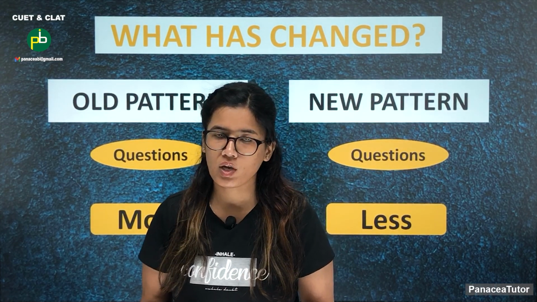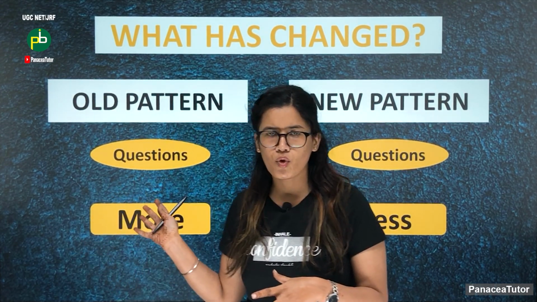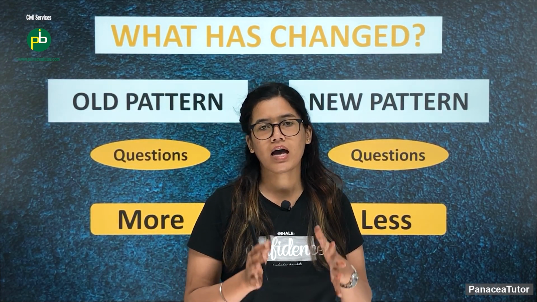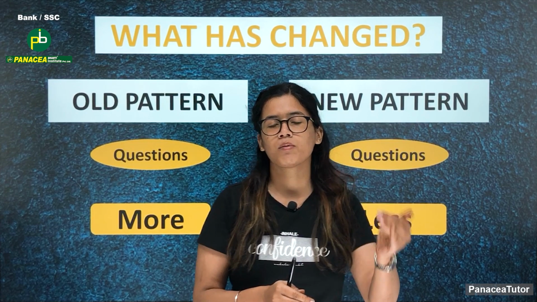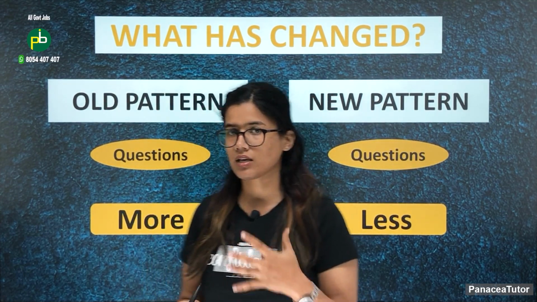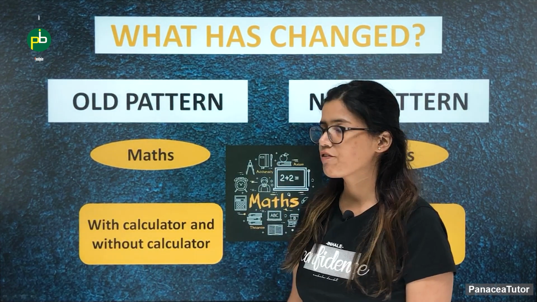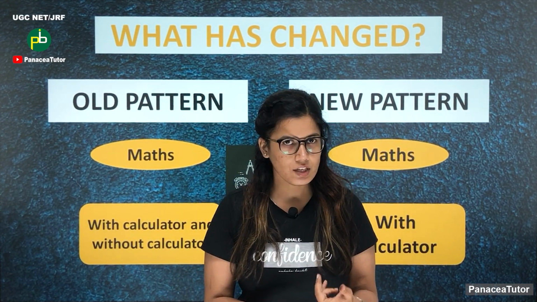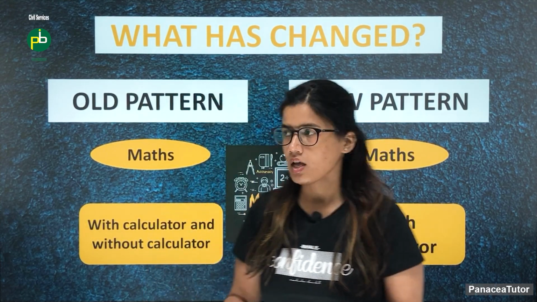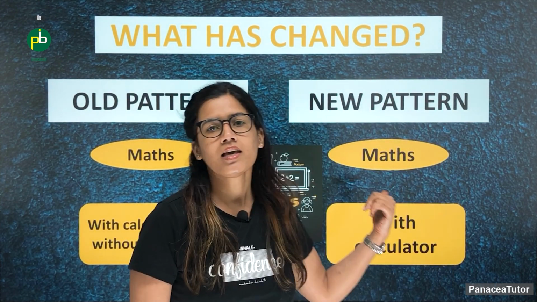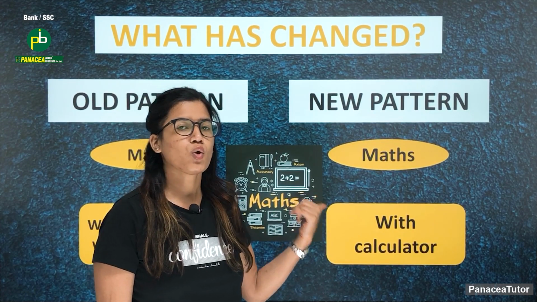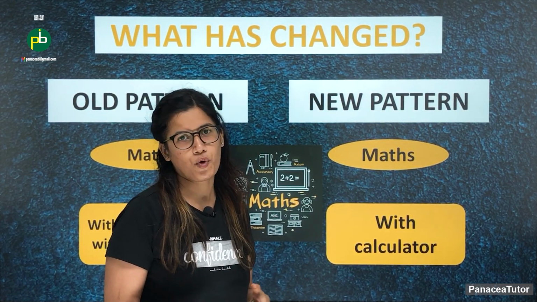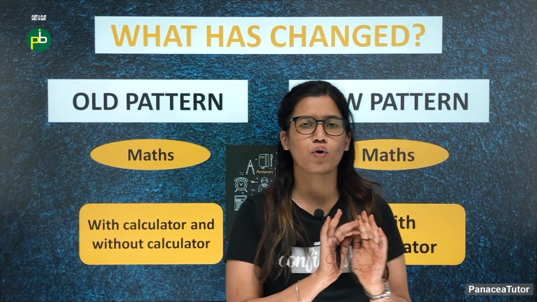Next is the number of questions. Earlier the number of questions was more. Now we can expect the number of questions to decrease. As the time duration is decreasing, the number of questions will also decrease. And next, the math section was earlier bifurcated into two, that is maths with calculator and maths without calculator. But now we can use the calculator for the whole math section. It is again an additional plus point that we can use the calculator for the whole section.